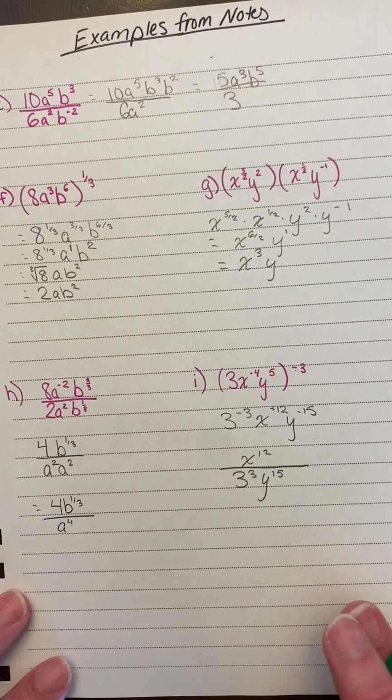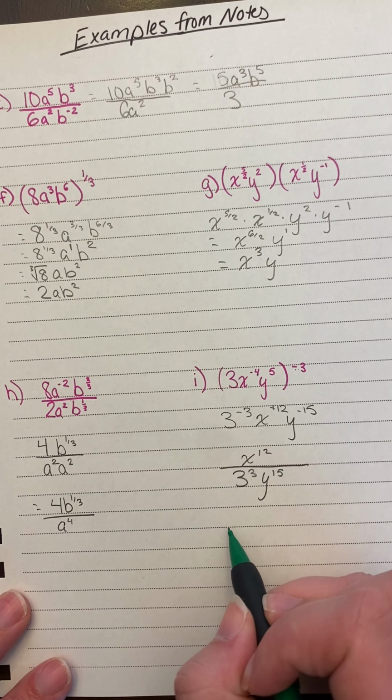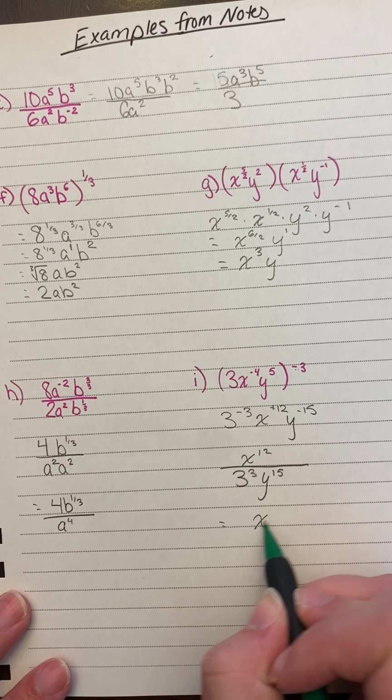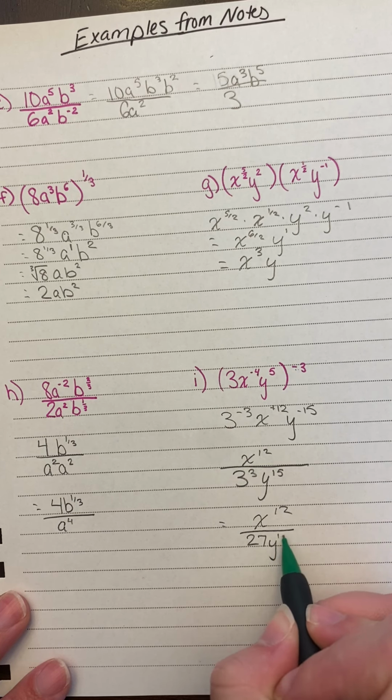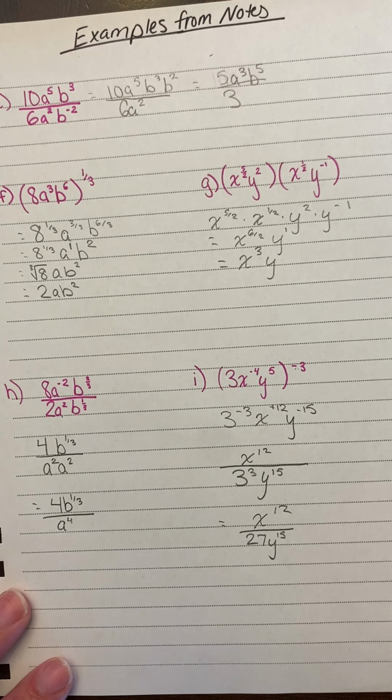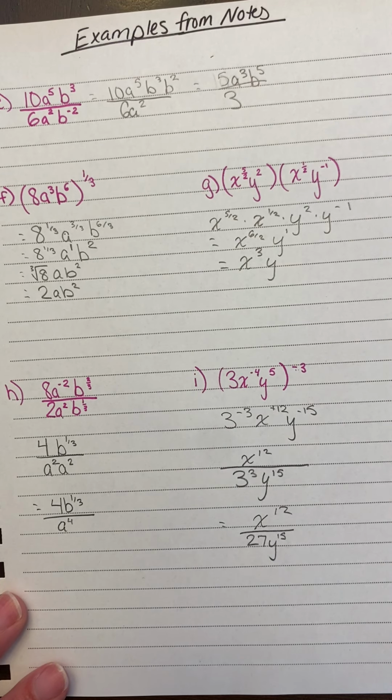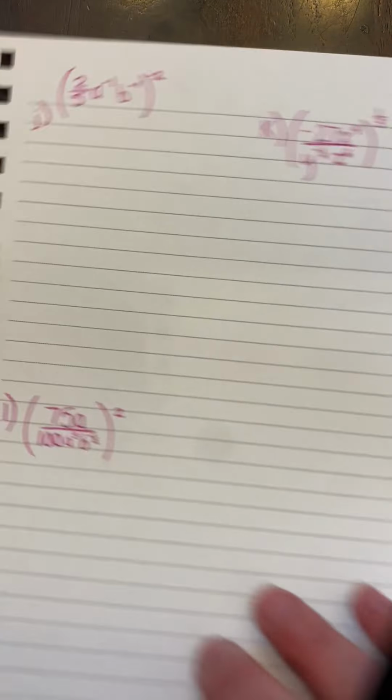Okay, so one last thing to simplify this is 3 to the power of 3, and that is 27. y to the power of 15, that's our answer. Okay? All right, we got 3 more.